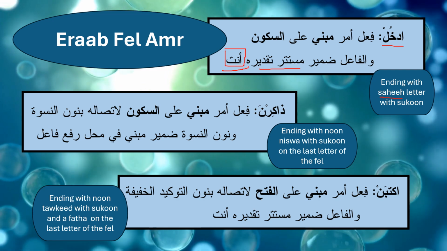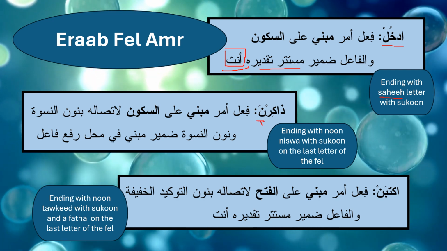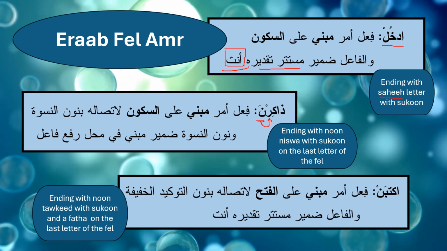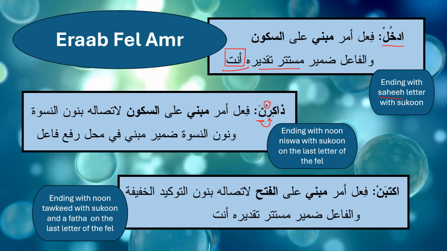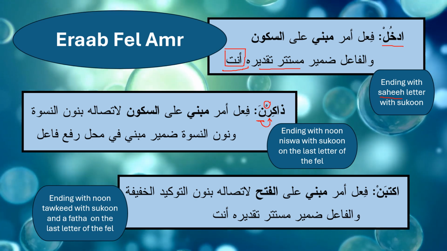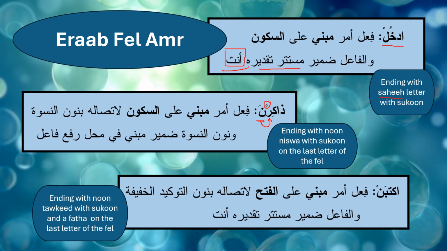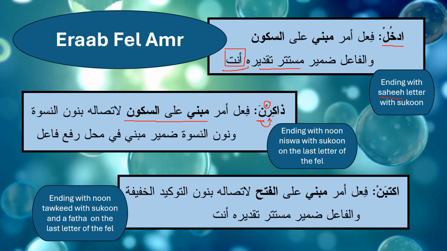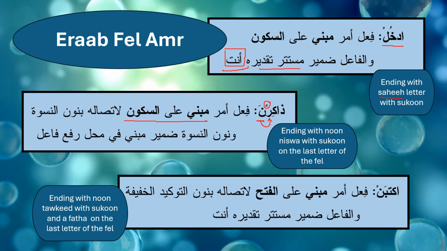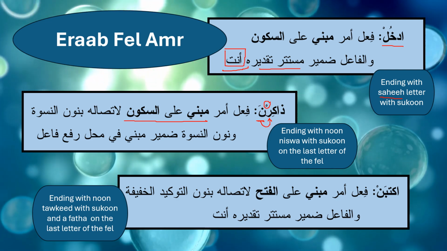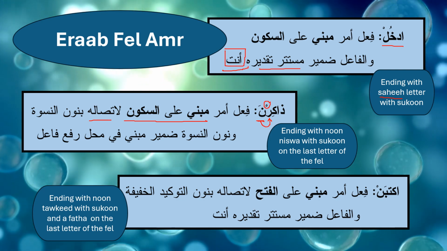Now we will do a fail which ends with noonun niswa. Remember, when there is a noon niswa, there is always a sukoon on the previous letter. So this sukoon gives the proof that the noon fatha here is the noon niswa. So how are you going to do the Arab when it comes with the noon niswa? The first thing is fail amr mabni ala sukoon. This is very important because the last letter here is having a sukoon. So you need to explain that point, that it is mabni ala sukoon. Li ittisalihi means it is attached with noonun niswa.